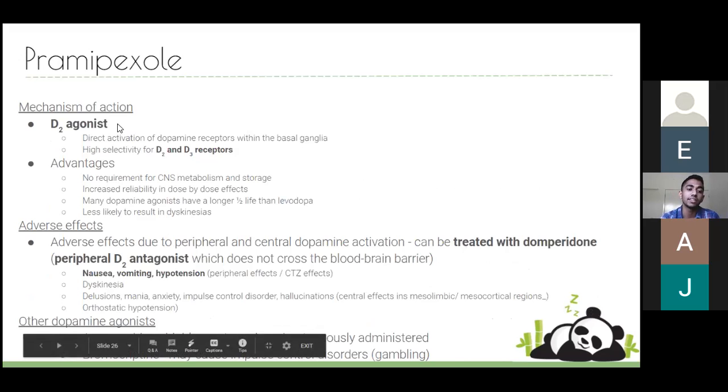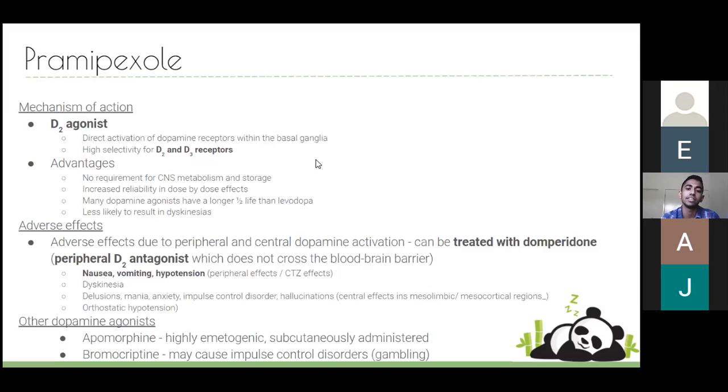Yeah, cool. Next, pramipexole. So this is like a second line agent. This is a direct dopamine agonist, so it's going to directly activate those dopamine receptors in our basal ganglia. There are some advantages compared to other drugs like levodopa. We don't have to think about all that metabolization stuff. It's got increased reliability in dosing effects. It's got a longer half-life, so it's going to last longer. It's easier to achieve steady states, and it's less likely to have side effects.